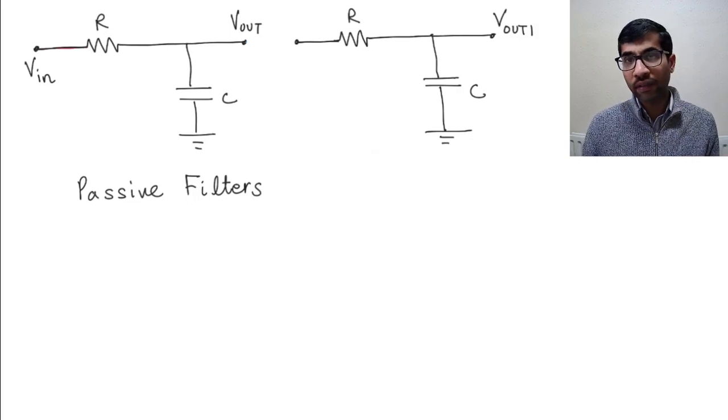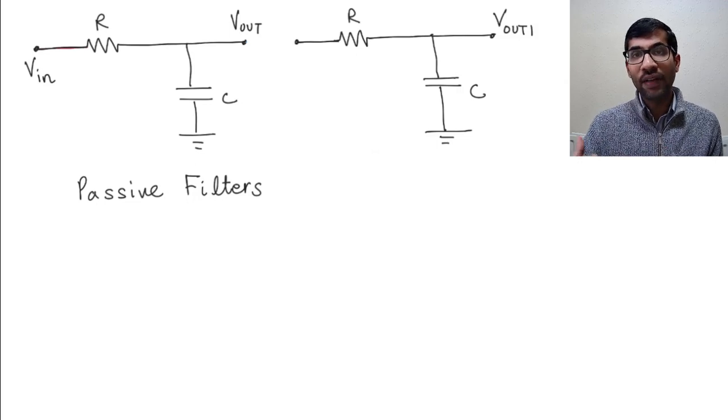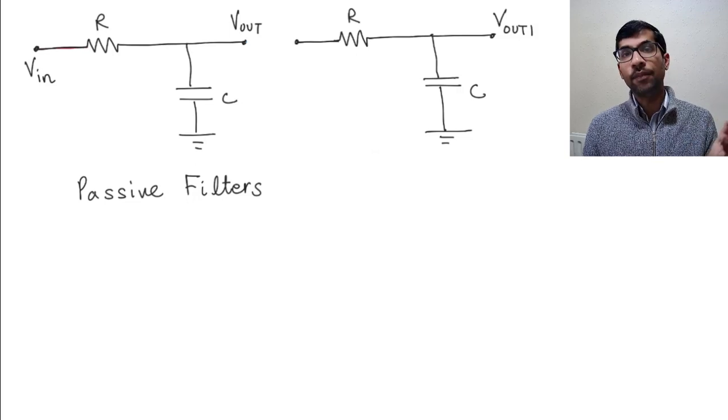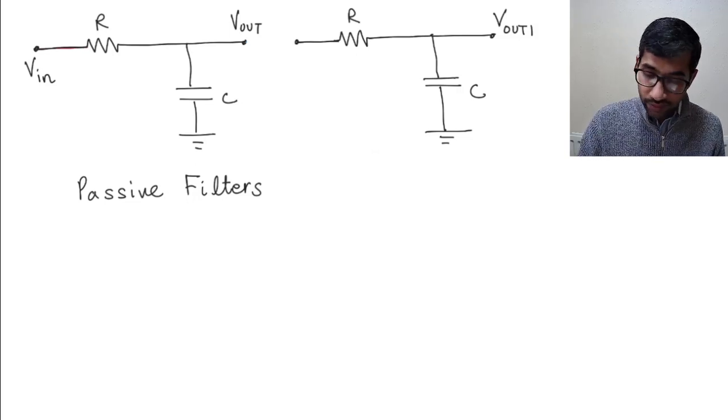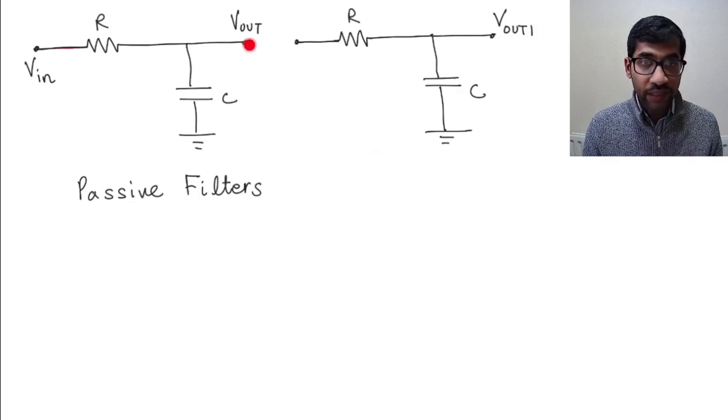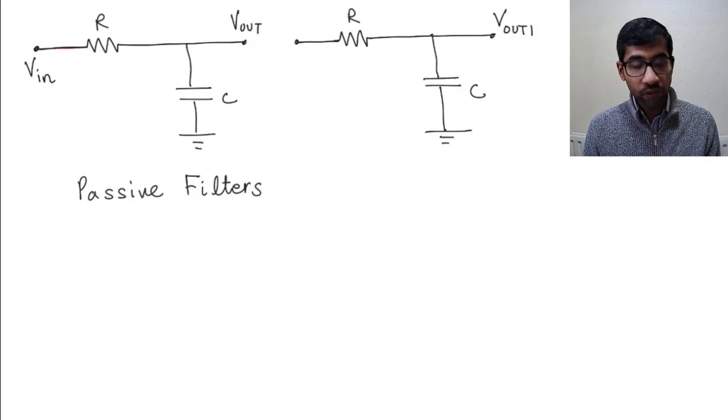What do you mean by passive components? Passive components are components that do not have a power supply connected to them. So they work basically by using the power that the input is giving them, right? So in this circuit, where is the power to generate this output coming from? It's only coming from V in. There is no external power supply connected in the circuit, and that's why this is called a passive filter.